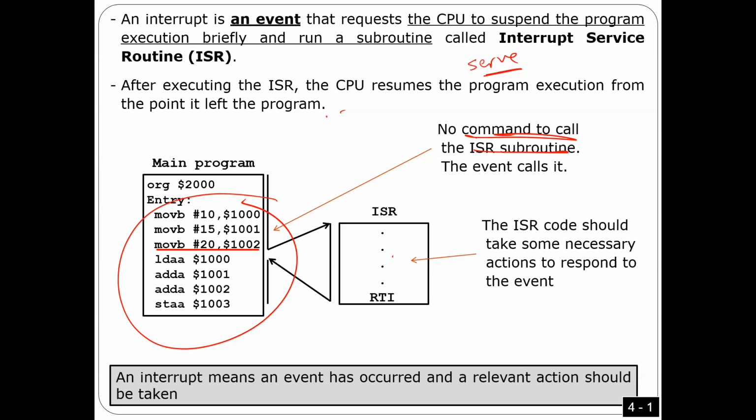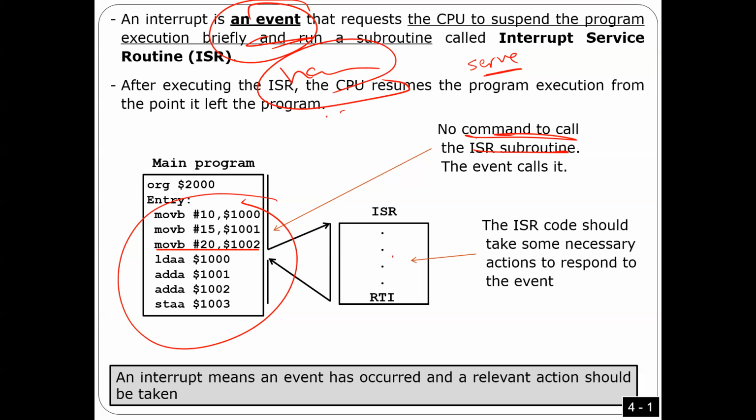However, the difference is, if you want to call a subroutine, you have to write a command, jump subroutine. In case of an interrupt, you don't write a command. This is done by the event, by the hardware. I didn't tell you what I mean by event yet, but I'm going to tell you. This is coming from the hardware. There is a hardware event, and this is going to act like a jump subroutine. It's going to call it. You know what I'm saying?